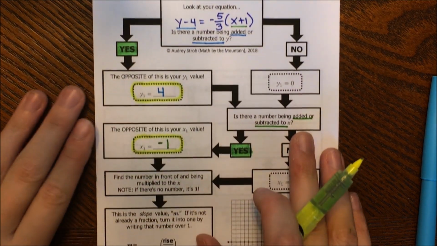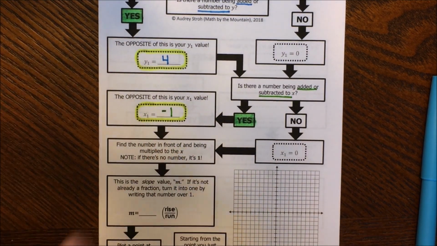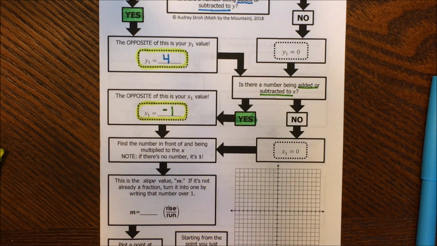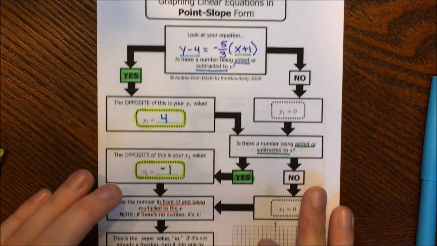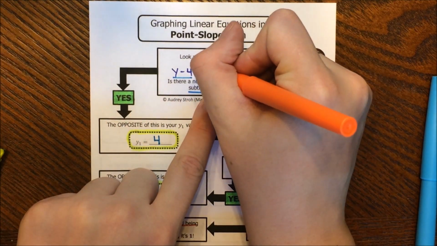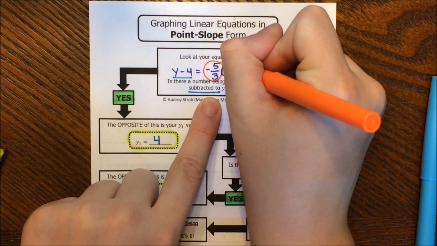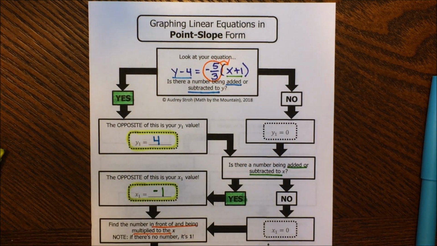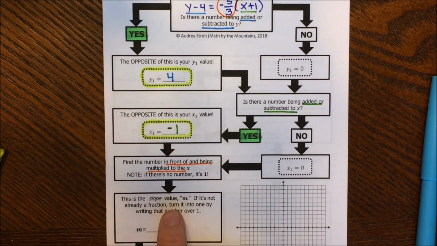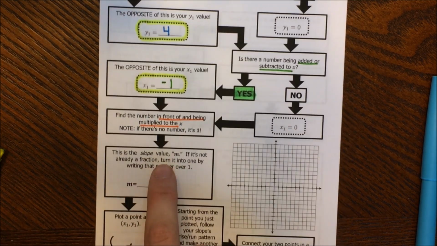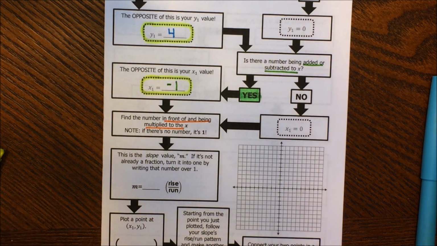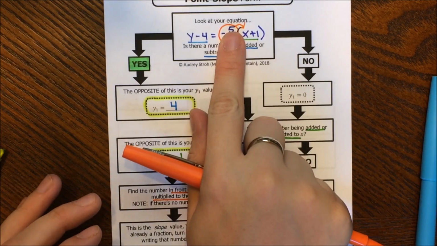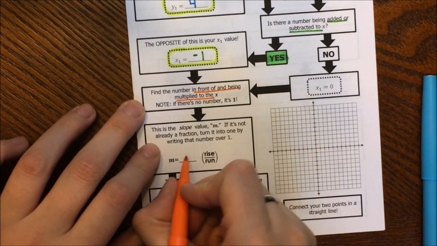Following the flowchart further, it asks us, find the number in front of and being multiplied to the x. So again, we're looking for something in front that would be multiplied to the x. So looking at my equation, this negative 5/3 is in front, and if you were to distribute, it would totally get multiplied to that x. So I found it, and it says this is the slope value. And we call that slope value m. And then it just has, as a side piece, if it's not already a fraction, turn it into one by writing that number over 1. But lucky for us, we got negative 5/3. We got a fraction, we're good.